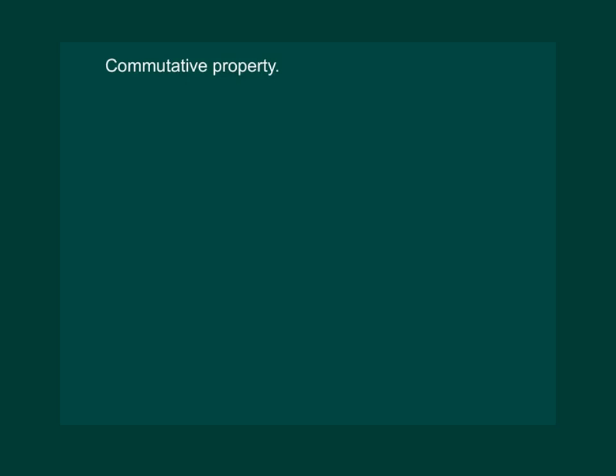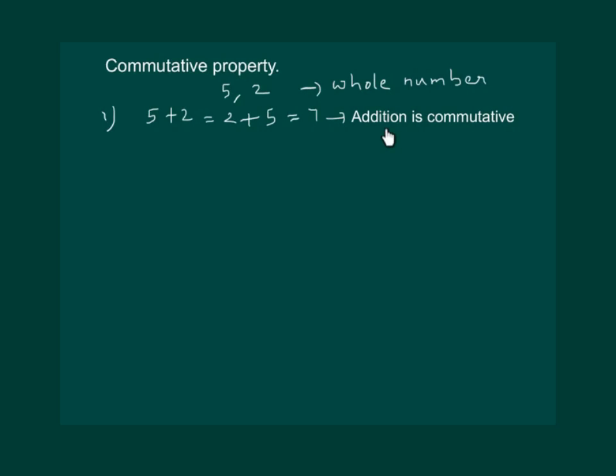Let us try to understand the commutative property. Say we take two numbers, 5 and 2. Both are whole numbers. Now, firstly we can see that 5 plus 2 is equal to 2 plus 5, equal to 7. So we can say that addition is commutative.